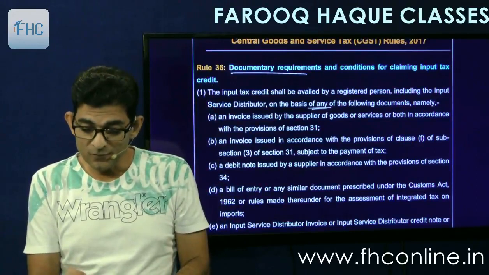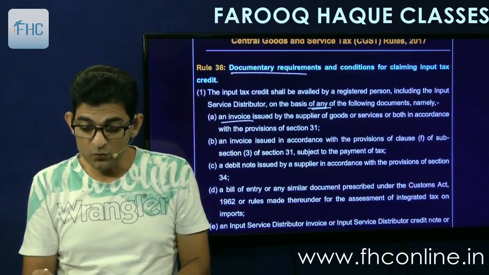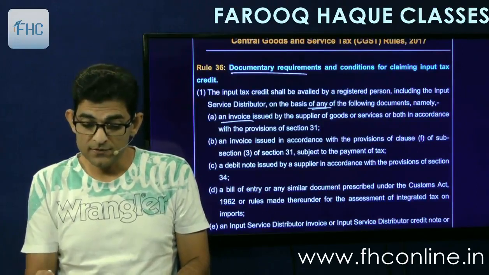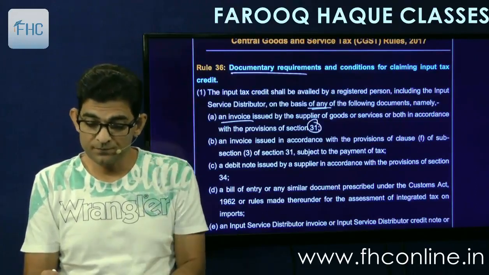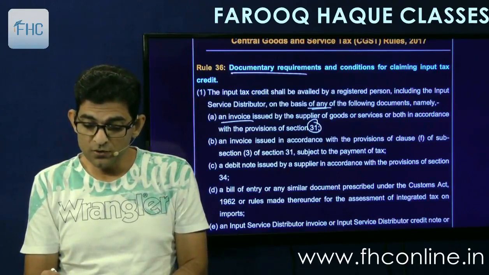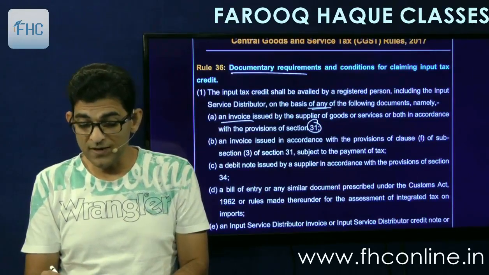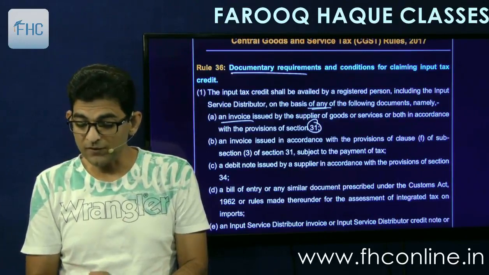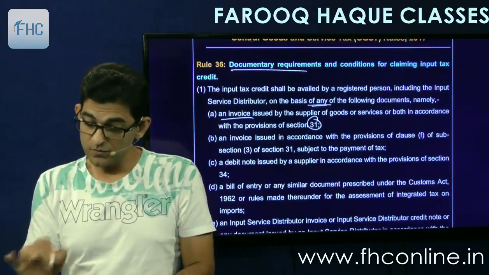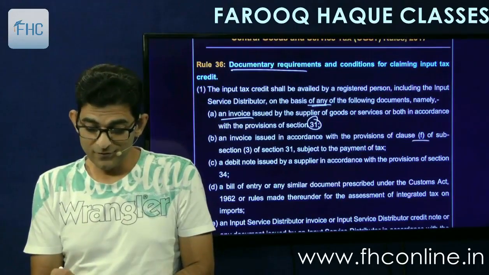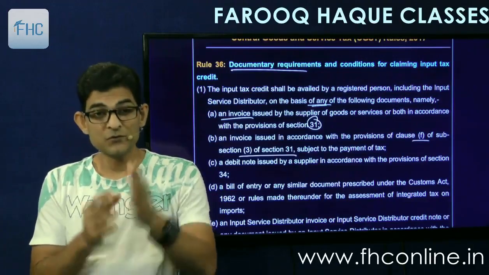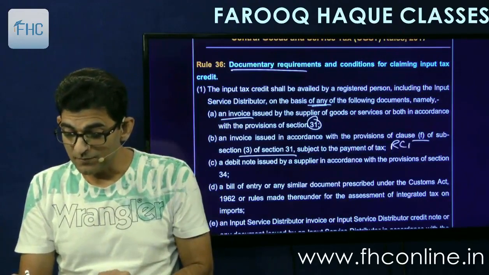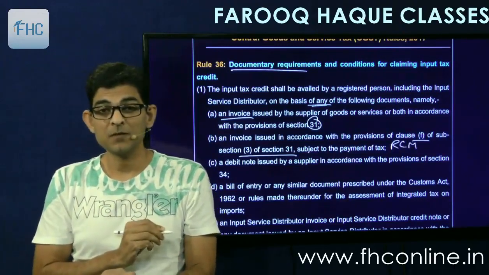Namely, an invoice issued by the supplier of goods or service or both in accordance with provisions of section 31. Section 31 is the invoice section. Then invoice issued in accordance with provisions of clause F of subsection 3 of section 31, subject to payment of tax. This clause F of subsection 3 of 31 refers to reverse charge mechanism.